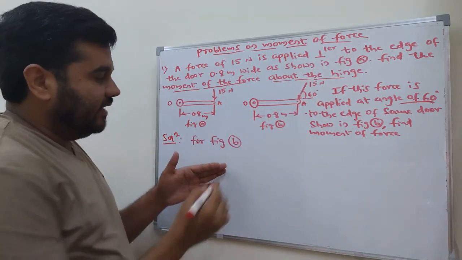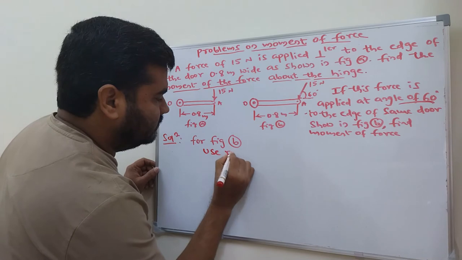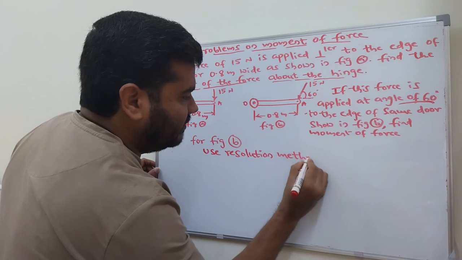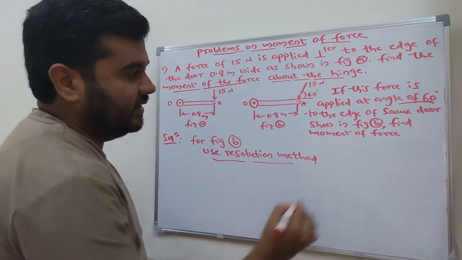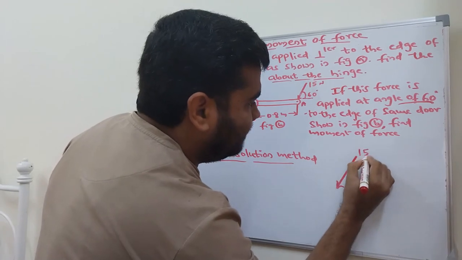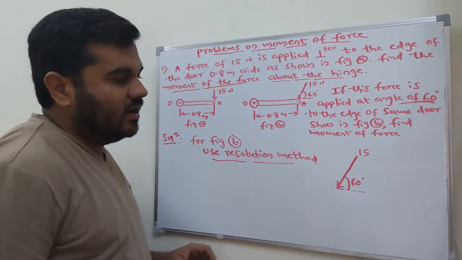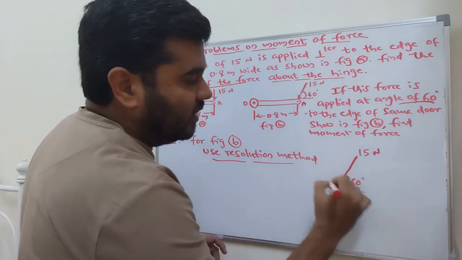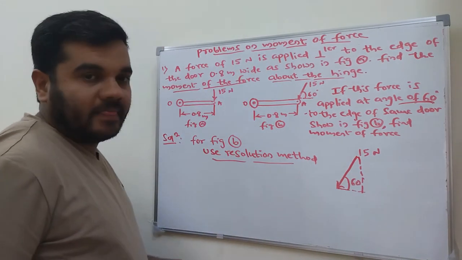First I'll explain using the resolution method. You need to split this, resolving into horizontal and vertical components. Just I'm resolving here. This is 15 Newton. And what is the angle here? This is 60 degree. Now you need to split this 15 Newton into horizontal and vertical components. This is horizontal, this is vertical.